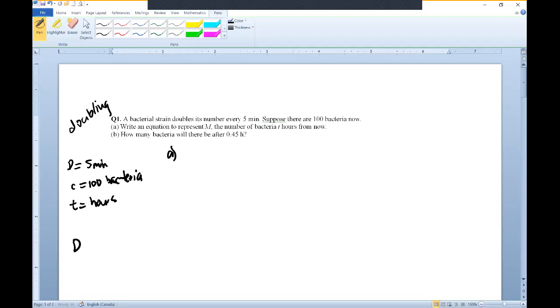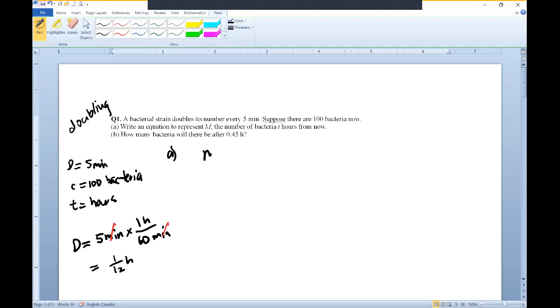So let's just do it down here at the bottom. 5 minutes, using our unit conversion, if you don't know, it's 1 hour for every 60 minutes. And the minutes divide out, right? So what we're left with is a fraction of 1/12 of an hour. Now you could definitely use a decimal, but there's a reason why I'm going to use 1/12 of an hour.